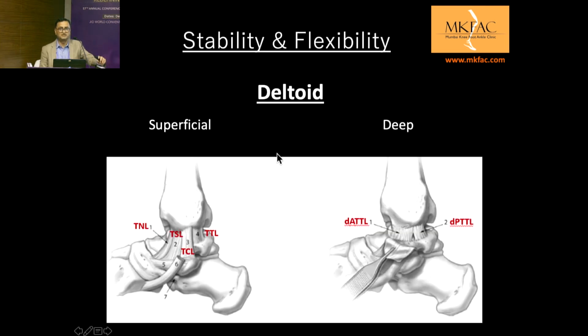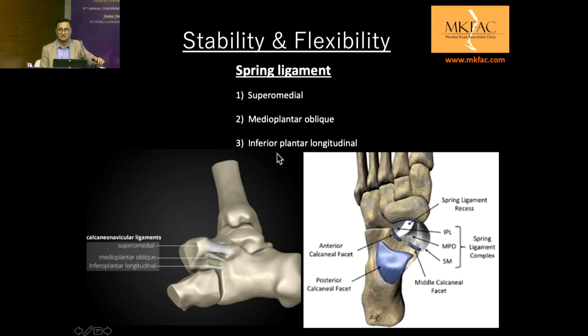So, a bit of anatomy. I know it's been touched upon, but I think it is still an important topic. You need to understand there is a superficial and a deep deltoid. The superficial has 4 parts: the tibionavicular, the tibiospring, the tibiocalcaneal, and the posterior tibiotalar. That's the superficial ligament. It's a fan-shaped ligament that inserts onto the sustentaculum tali, and it almost continues along with the spring, and I'll come to what the spring is as well. And the deep is the anterior and posterior deep, ATTL and PTTL.